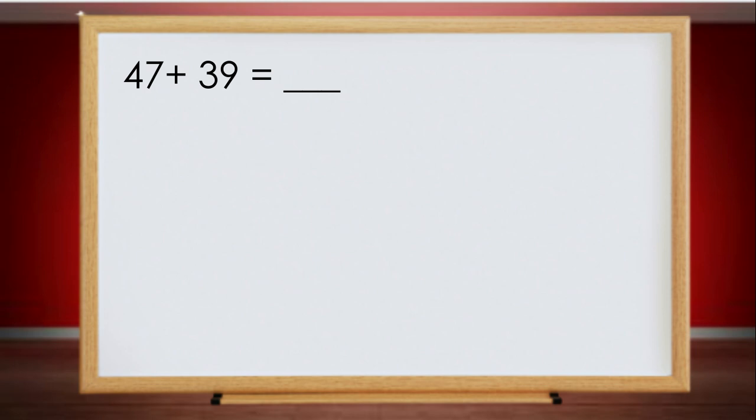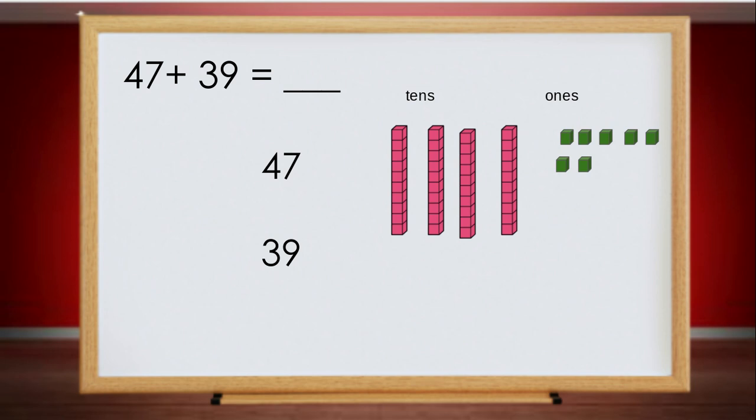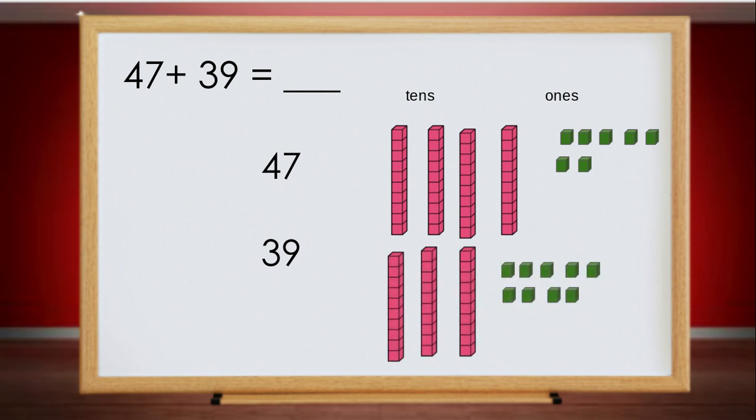47 plus 39 equals blank. Again, I'm going to give my information. 4 10s and 7 1s, and 3 tens and 9 ones. And this time I'm going to use my tens to start. There are 4 tens on top and 3 on the bottom. That's 7 tens. And I know that 7 tens is 70. So I have that in my head.